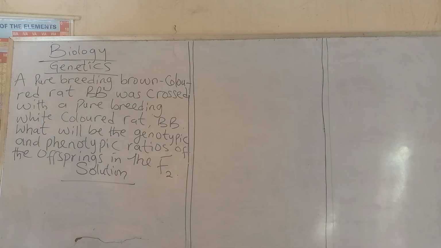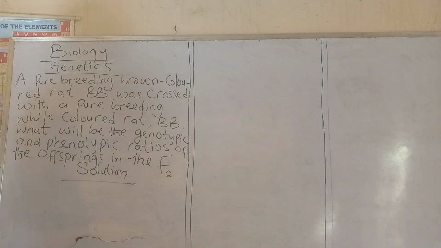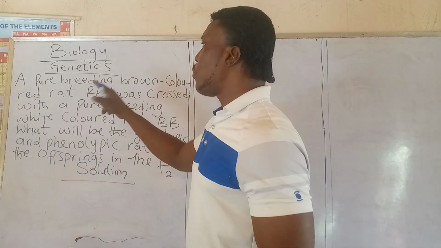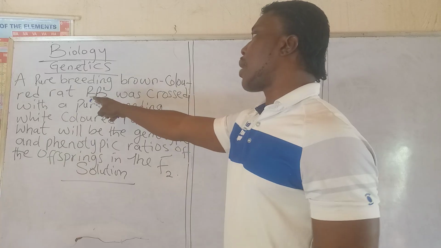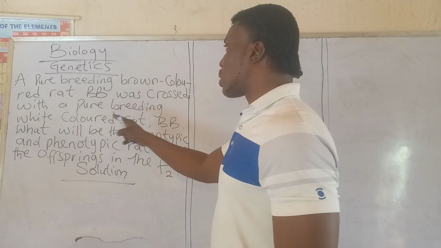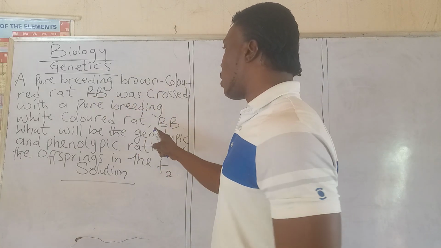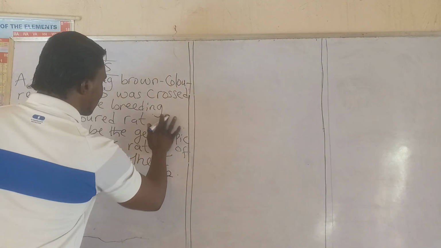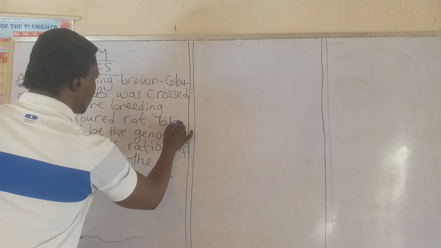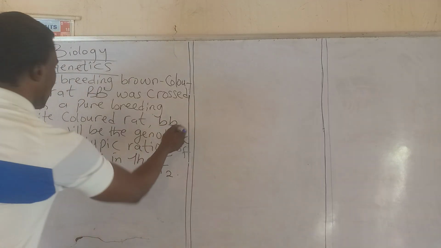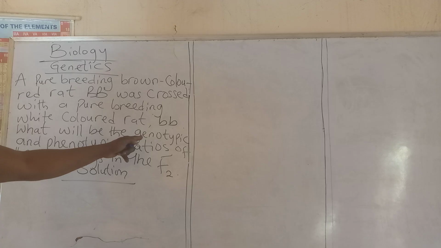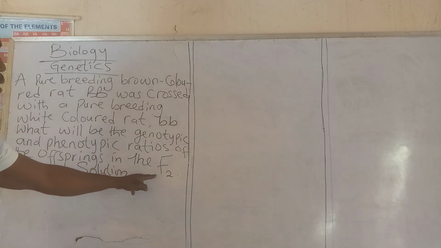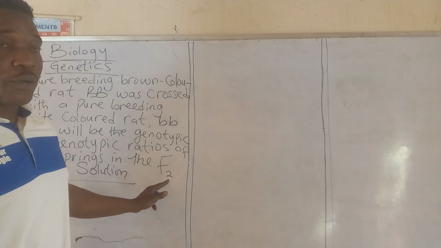Let's consider this one very quickly. The question on the board says that a pure breeding brown colored rat, BB, was crossed with a pure breeding white colored rat, bb. Sorry, this one should be in small letter. What will be the genotypic and phenotypic ratios of the offspring of the second filial generation?